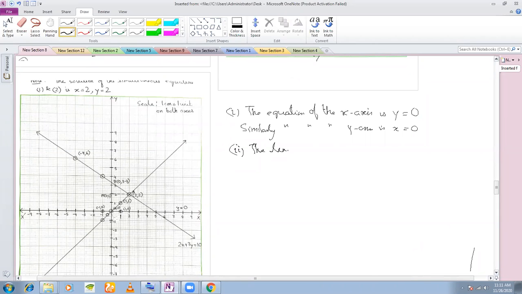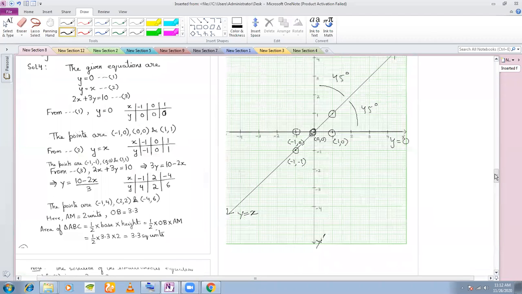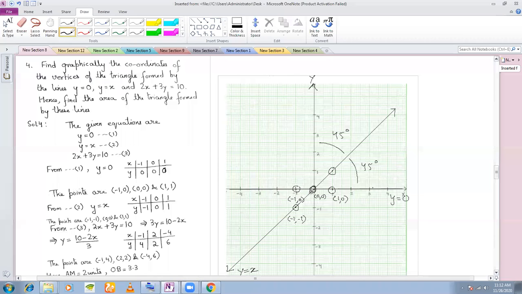The line y is equal to x makes an angle of 45 degrees with the x and y axis each. So this line will make an angle of 45 degrees with the x-axis and also with the y-axis. That is the speciality of the line y is equal to x.